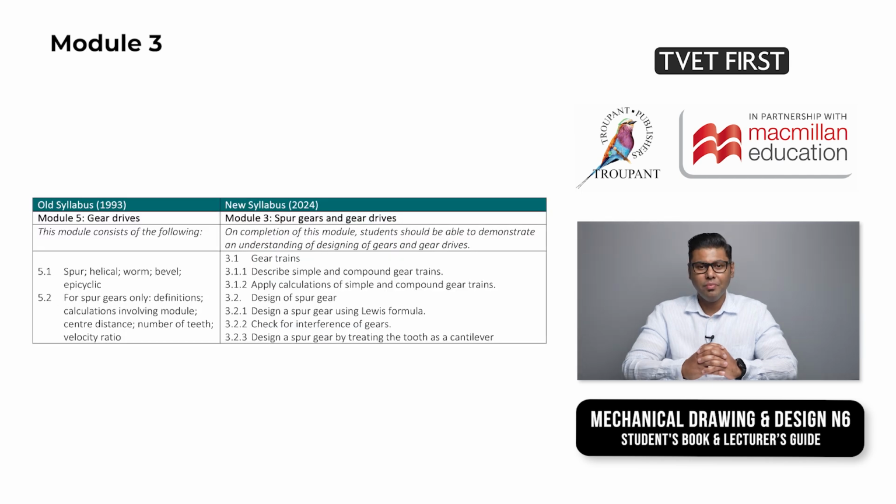Module 3, Spur Gears and Gear Drives, replaces Module 5 in the old syllabus. This module introduces students to the design of gears and gear drives. Students will learn to describe and calculate simple and compound gear trains, design spur gears using the Lewis formula, check for gear interference, and design spur gears by treating the tooth as a cantilever.